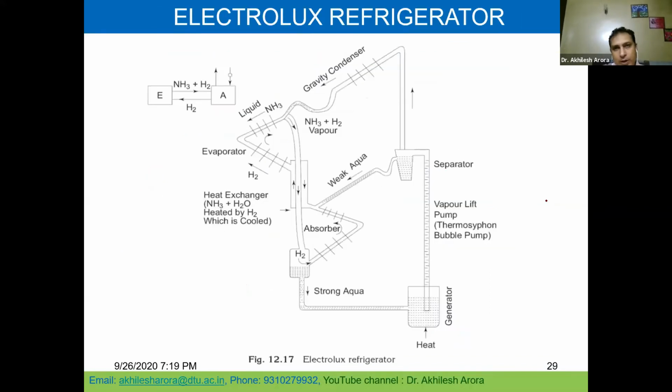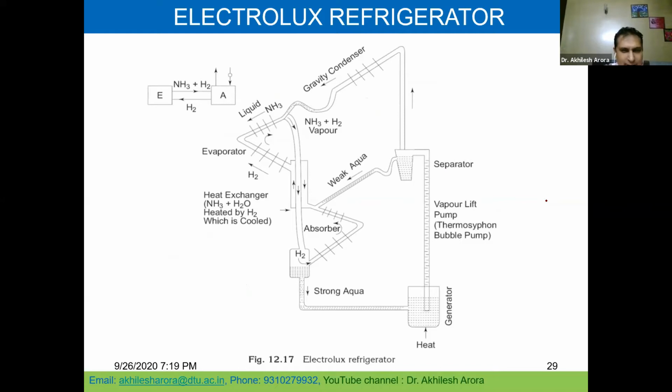Now this is the Electrolux refrigerator. It is also a type of vapor absorption system. Now this is also very simple. Here also similar components are there, but one very important thing about it is there is no pump. It is a thermosiphon system. It is working on the principle of thermosiphon. The components are arranged in such a way that the flow is taking place automatically.